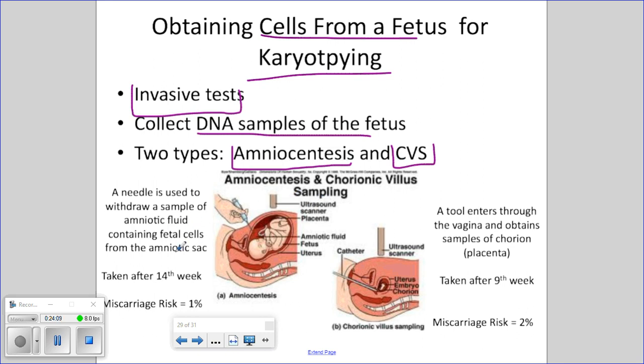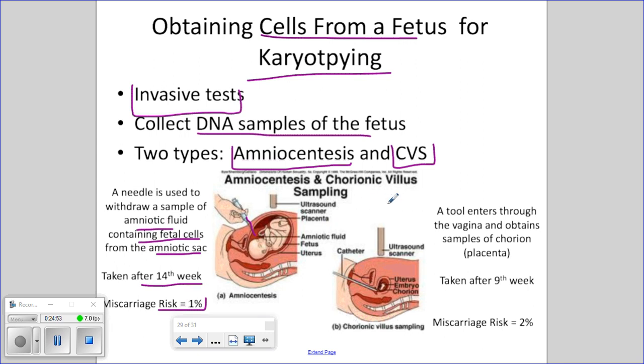Now, in amniocentesis, a needle is used to withdraw a sample of amniotic fluid from the amniotic sac. So a needle is placed in through the abdomen into the amniotic sac with guidance of an ultrasound scanner to make sure the fetus is not injured. A sample of fluid is retrieved containing those fetal cells. Using those fetal cells, you can examine the chromosomes of the developing fetus. Now, there are risks of a miscarriage of about 1%, and generally this is done at around the 14th week of gestation.